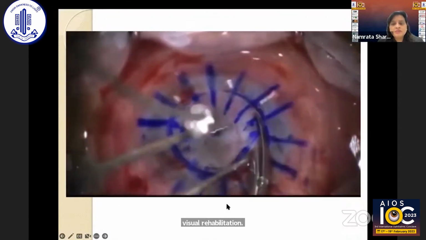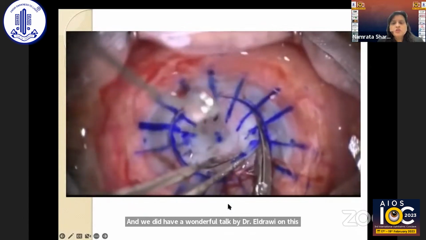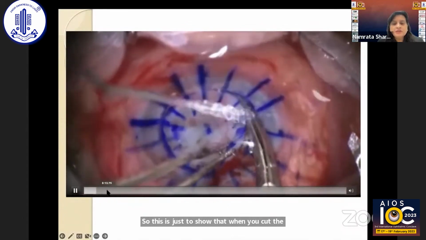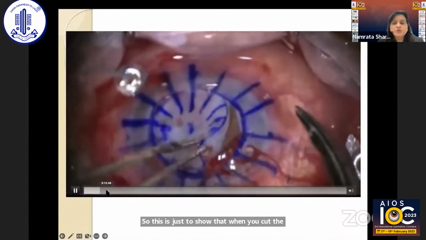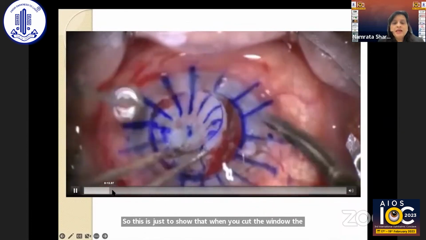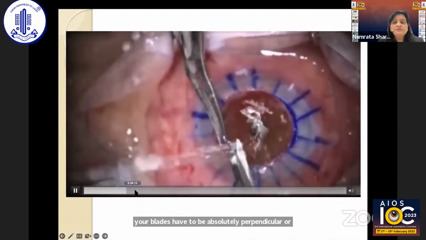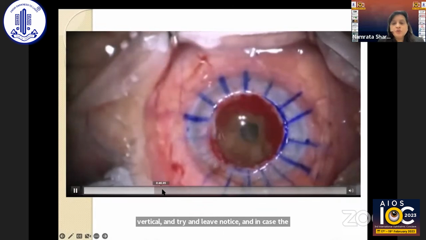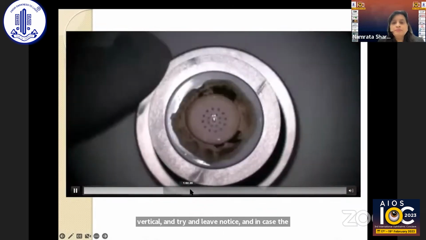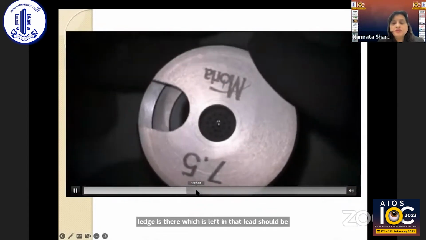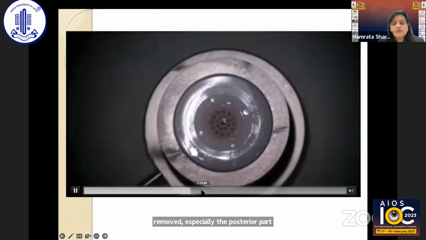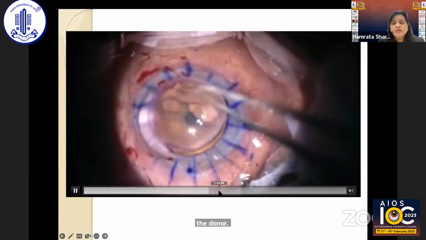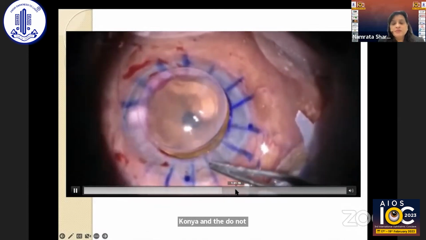Aldawe on this. So this is just to show that when you excise the cornea, your blades have to be absolutely perpendicular or vertical, and try to leave no ledge. In case a ledge is left, then that ledge should be removed, especially the posterior part. And this is just to show the trephination of the donor cornea, and the donor cornea is then placed onto the recipient bed.